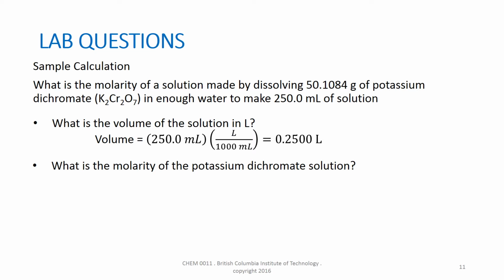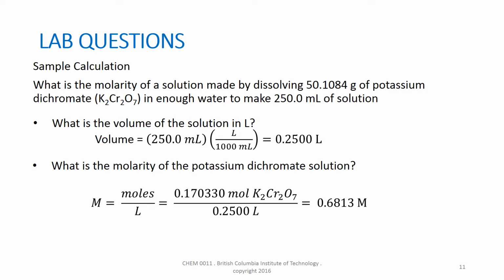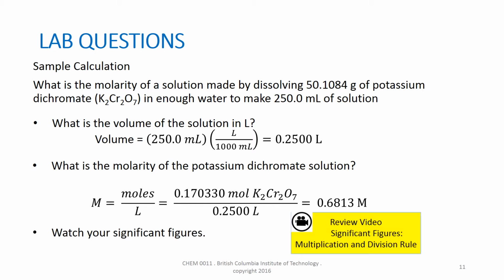The molarity of the solution is 0.170330 moles of potassium dichromate divided by 0.2500 liters, which gives 0.6813 molar potassium dichromate. Remember to watch your significant figures. It may be useful to review the videos on significant figures.